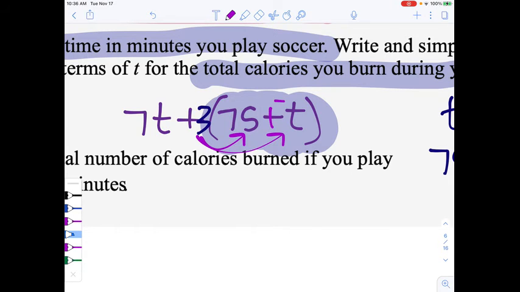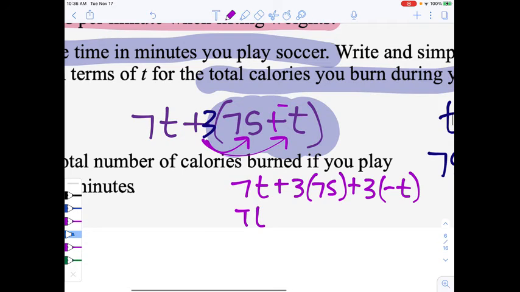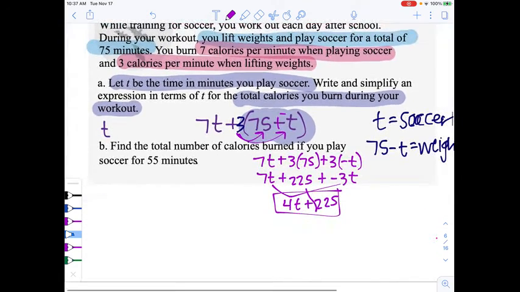Oh, before I distribute, I should have added up. So now I have 7T plus 3 times 75 plus 3 times negative T. So we get 7T, not 7D, 7T. That's funny. 7T plus 225 plus negative 3T. Combine like terms, 4T plus 225. That's as simplified as it gets, so there's our expression.